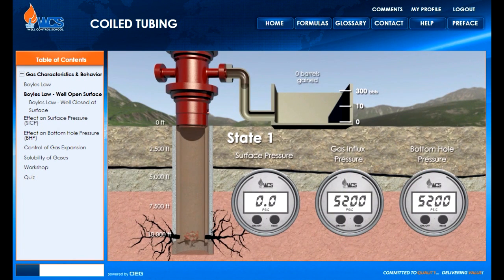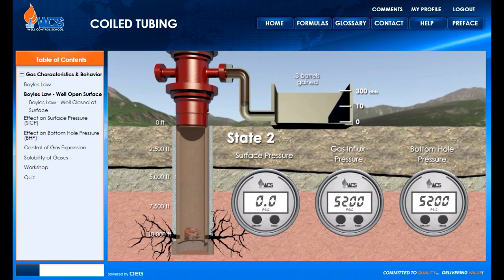State 1. On bottom, the gas is initially contained by the hydrostatic pressure of the fluid in the well, which is equal to 5,200 psi. The density of the gas is much less than the density of the wellbore fluid, which is a 10 ppg liquid. Wellbore fluids will tend to segregate due to gravity, with lighter gas migrating toward the surface.